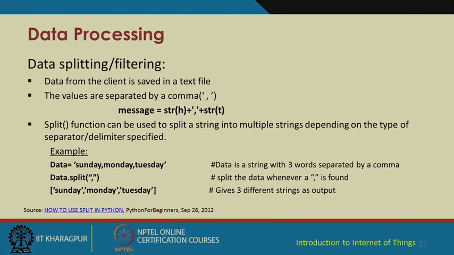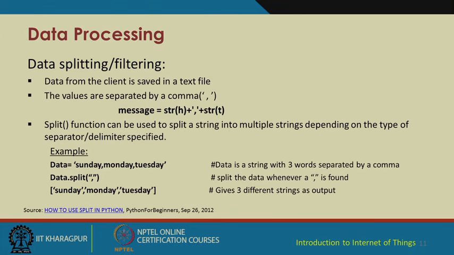It may be a semicolon, it may be a colon, it may even be a question mark. Better avoided, but still. So these incoming values were in the form of string h, comma, string t. We need to split these values on the server into individual h and t values. So we'll be using a basic inbuilt Python function called split. It can be used to split a string into multiple strings depending on the separator or the delimiter we are specifying.